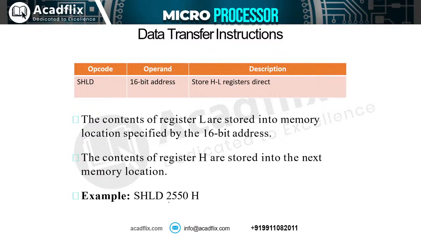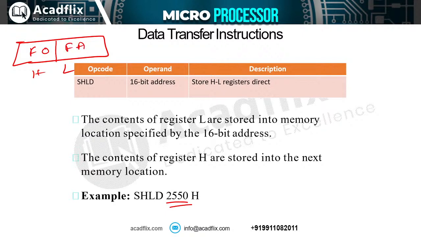In this, some location is given, 2550. What will happen is, in the HL register pair you have some value, let us say F0, FA. This is an 8-bit value, and this is an 8-bit value. So you will go to the memory, where the address is given, that is 2550. You will go to the location 2550.